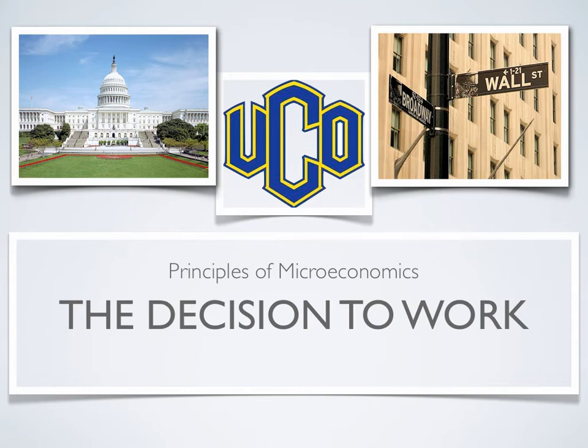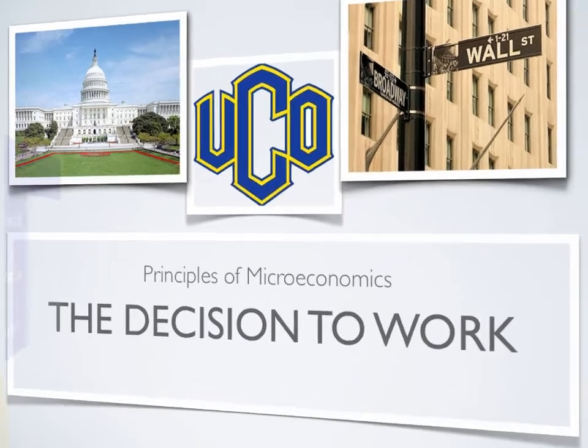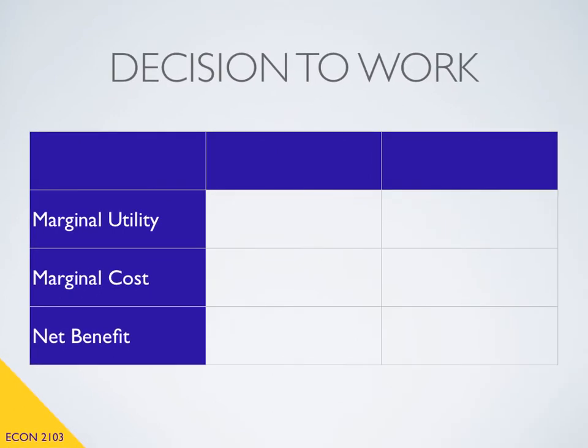In this video, I'm going to show you how we can use the utility table framework that we introduced last week to help us to analyze the decision of whether to work or not. Now, remember last week we learned that whenever we build utility tables, the first step is to identify all of the alternatives under consideration and to represent each of those alternatives with its own column in our tables.